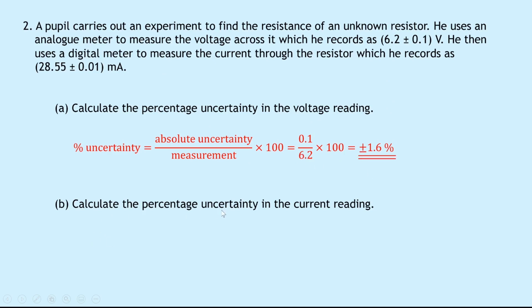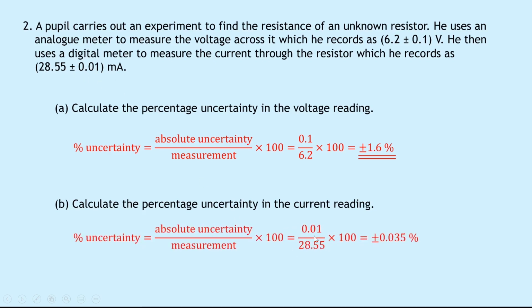Now to get the percentage uncertainty in the current reading we do the exact same. We take the 0.01 divided by 28.55 and times 100. So 0.01 over 28.55 times 100 gives us plus or minus 0.035%. And notice that we didn't have to convert from milliamps into amps for both of these numbers, because if we're doing a division with these numbers then the units and therefore the prefixes also cancel out.